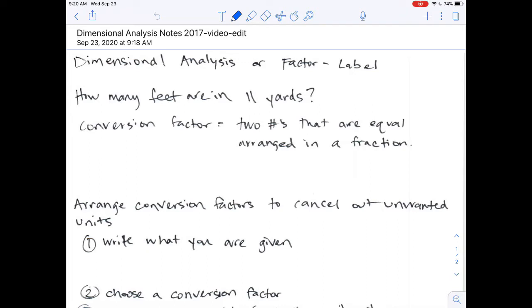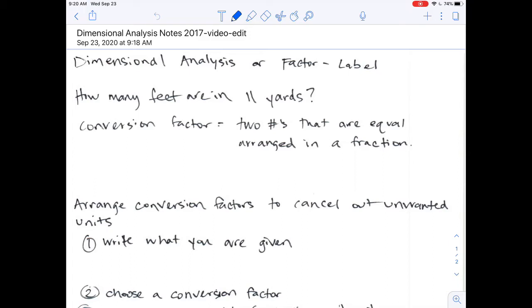And I would suggest that you write every single word that you see down on this piece of paper, which is more like a screen. So this method of solving problems has two names, either dimensional analysis or the factor label method. Either one of them works fine. I'll probably call it dimensional analysis.